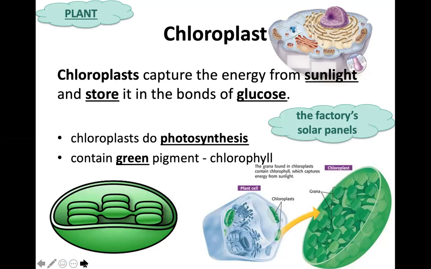So chloroplasts are what do photosynthesis. So photosynthesis takes place in the chloroplast. They also contain green pigment, which is what makes a plant green. And that green pigment is known as chlorophyll. Okay? So obviously I've been talking a lot about a what kind of cell? A plant cell. So are these found in animal cells? No, just a plant cell.